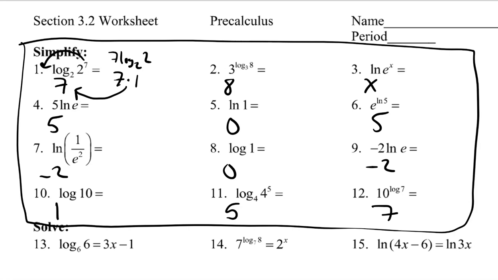Okay, number 2, this is the property that says if you've got a number and its exponent is log of the same number of something, that just equals the something. 3 and 3 were the same, so 8 was the answer.